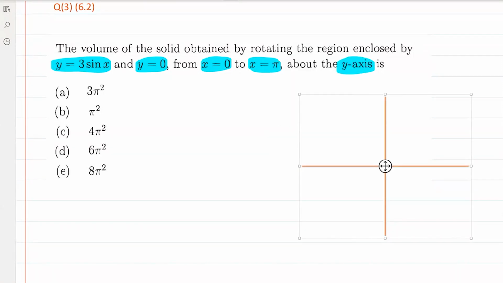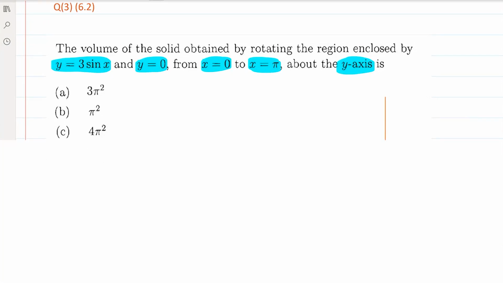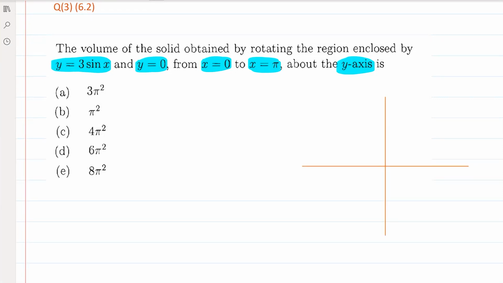The region here, because it's just 3 sine x, the graph of sine, as you know, will be something like this, right? It begins from 0 and ends at pi, so the upper part. The graph of sine will be something like this from 0 to pi. So x equals 0 and x equals pi are from here to here, and y equals 0 is the x-axis. Okay? Now, where is the region? The region is this one.